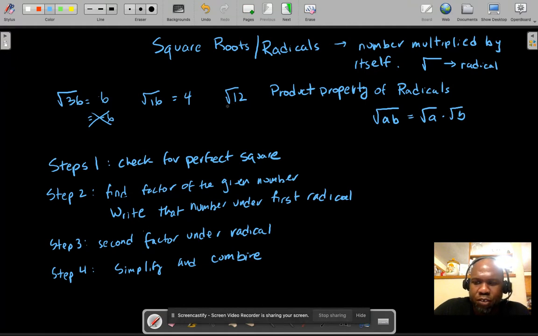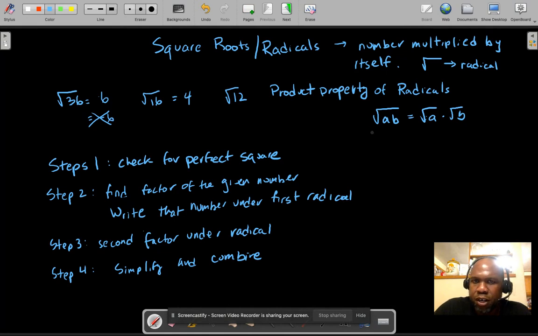Now, how do we solve this one? This is not a perfect square, so the number can't be multiplied by itself. What we have to use is what is called the product property of radicals. Basically what that means is that if you have a value or values underneath a radical, they can be broken apart and multiplied together. So you can take the square root of A times the square root of B.